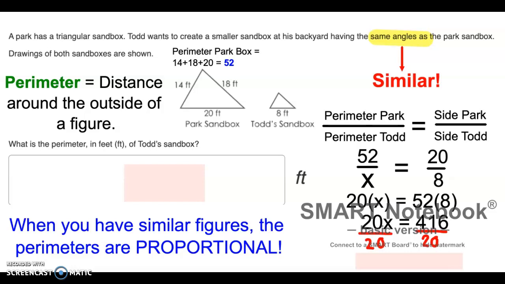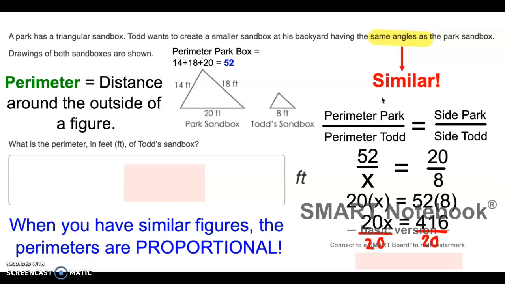So before we start answering the question, we're going to go back up and analyze the problem itself. Here, you'll see I've highlighted the same angles. When they tell us that Todd's sandbox is going to have the same angles as the park sandbox, it's just going to be smaller. That is telling us that Todd's sandbox and the park sandbox are similar, which means they are the same shape, but they're different sizes. So all of the corresponding angles are congruent, and all of the corresponding sides are going to be proportional.